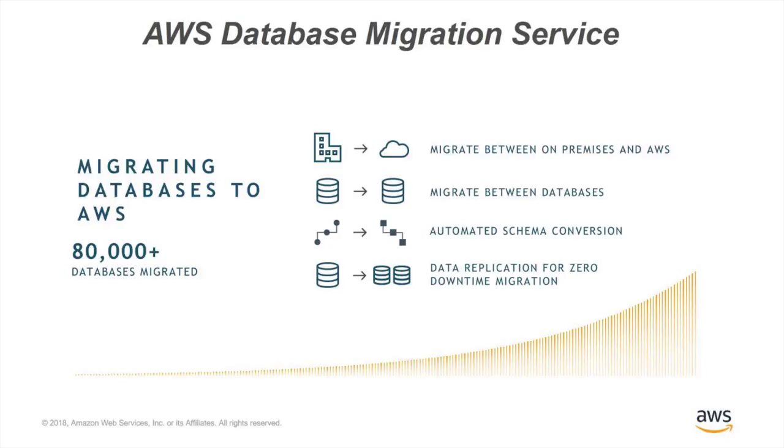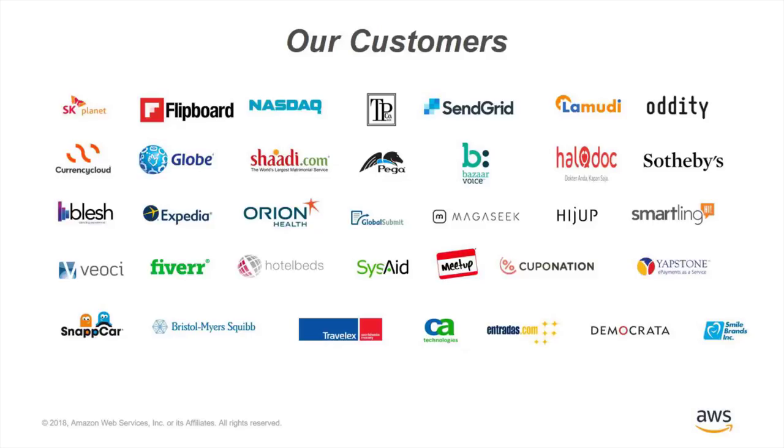These are some of the customers that we have successfully worked with, or who are currently working with our DMS product and Schema Conversion Tool. As you can see, we have worked with startups like Flipboard, Snapcar, and Travelex, and at the same time there are enterprises like Expedia, Orion Health, and Bristol Myers Squibb, who are actively using DMS to get off their current on-premise commercial databases onto the cloud, and using DMS for running their analytics and reporting in the cloud.